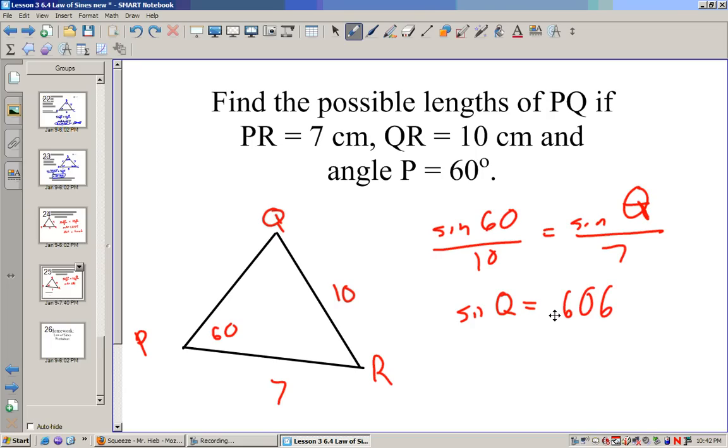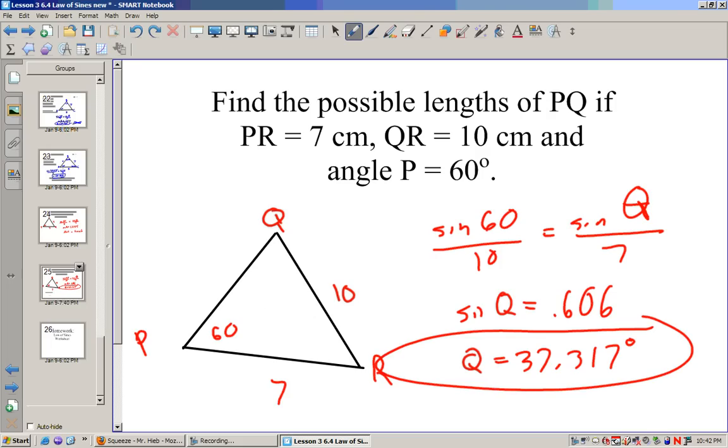Cross multiply and divide. Sine of Q is equal to 0.606. Inverse sine of that answer is 37.317. And 180 minus that answer is 142. But 142 plus 60 is too much. So 37.317 is the only possible answer for Q. So now I add these together. Subtract from 180.